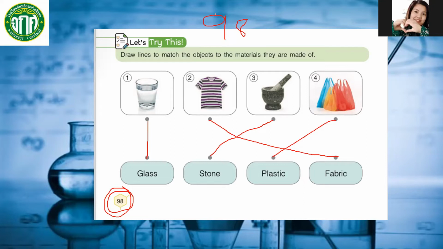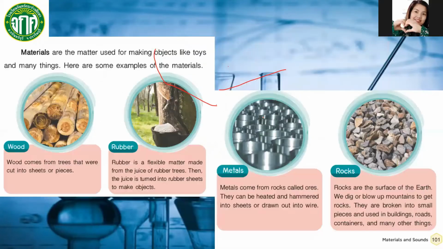Are you all finished in page 98? I am finished. Teacher, I am finished. All right, that's great. Let's move on to the next. Let us further discuss our topic. Please go to page 101. Materials are the matter used for making objects like toys and many things.